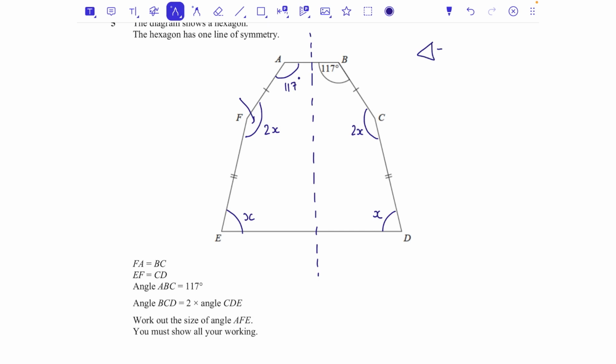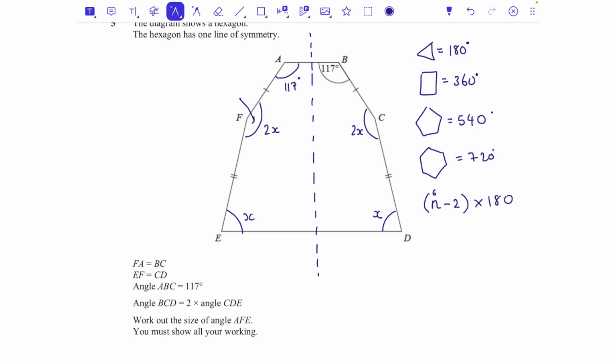Angles in a triangle add up to 180. Angles in a quadrilateral add up to 360. Angles in a pentagon add up to 540. Every time you add another side, you add another 180 degrees. So those ones I just know. Hexagon, 720. If you ever aren't sure, remember there's a formula. It's the number of sides, take away 2, times by 180.